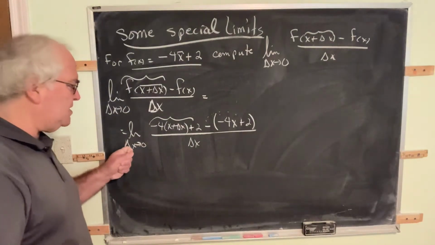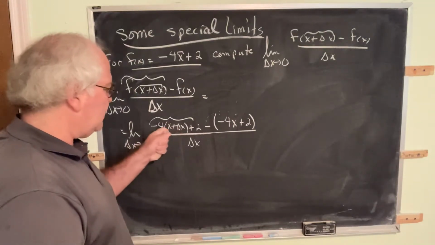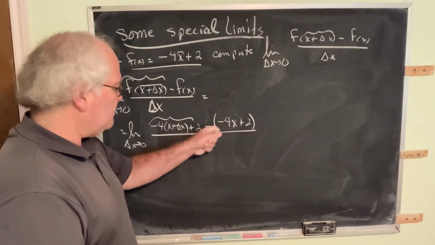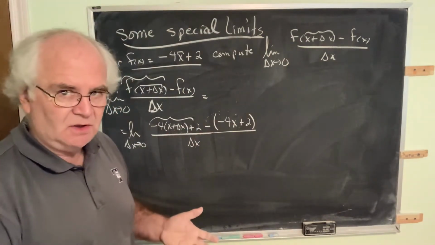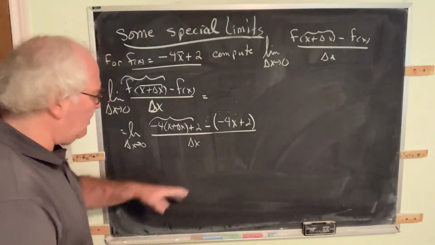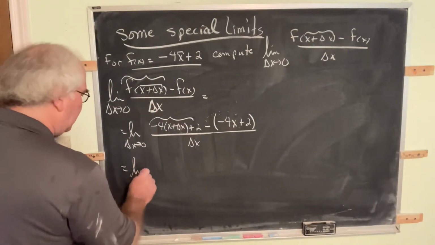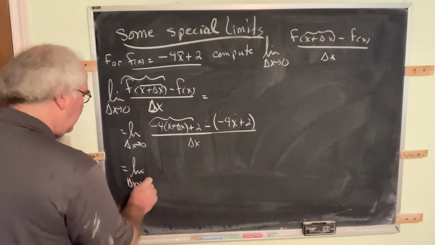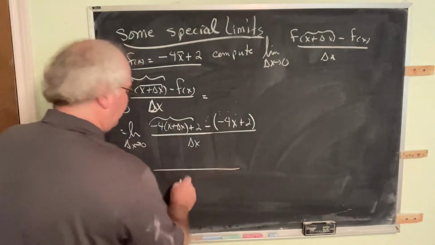If delta x goes to 0, this becomes -4x plus 2, but then plus 4x minus 2. This is 0 divided by 0 by direct substitution, which means we need to do some algebra, simplify, and try again. And I think the algebra is pretty straightforward. Distribute and combine all the stuff in the numerator.